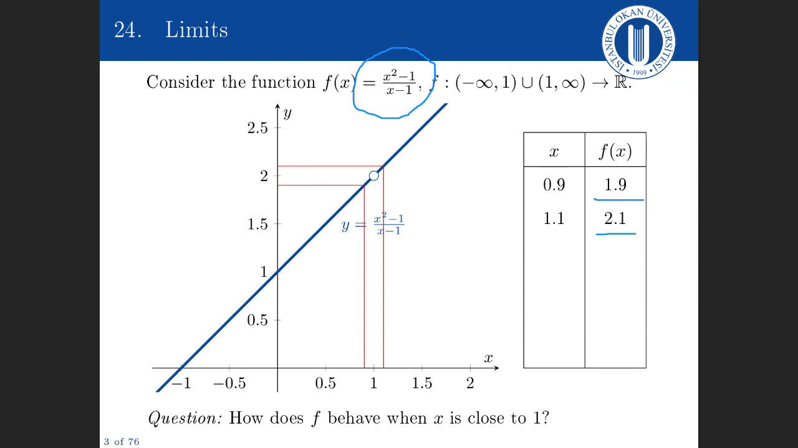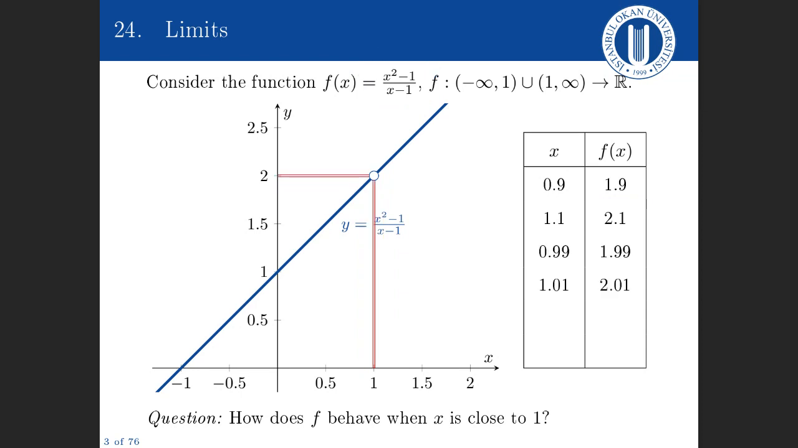Okay, what about if we look even closer to 1? 0.99 and 1.01 are even closer to 1. Put these numbers into the function and we calculate 1.99 and 2.01. So how does f behave when x is close to 1? It looks like if x is close to 1, then f of x is going to be close to 2.